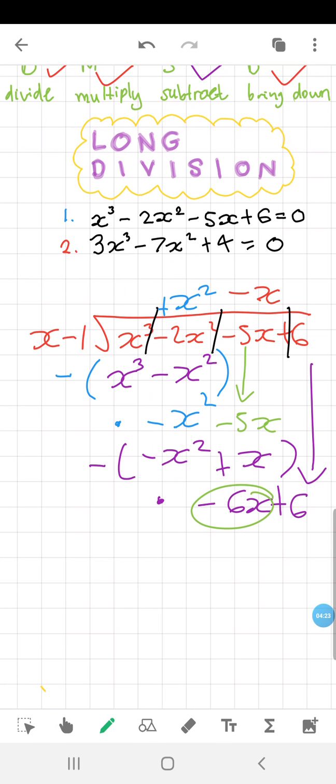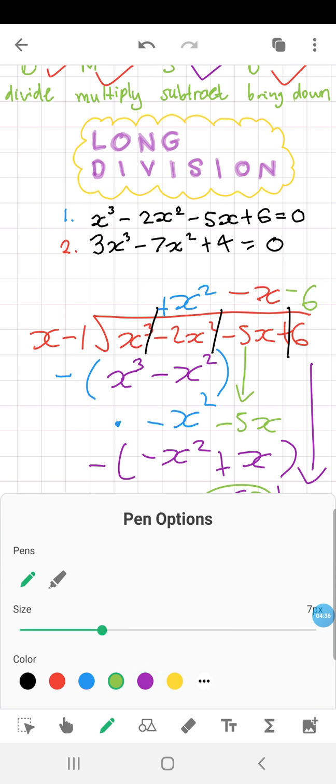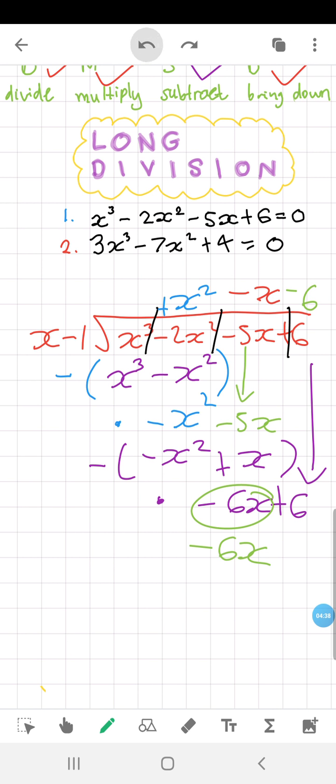Minus 6x divided by x will just be minus 6. Write it in the correct position. Minus 6 times x will be minus 6x. We're using the distributive law, so we know we can't forget about the minus 1.